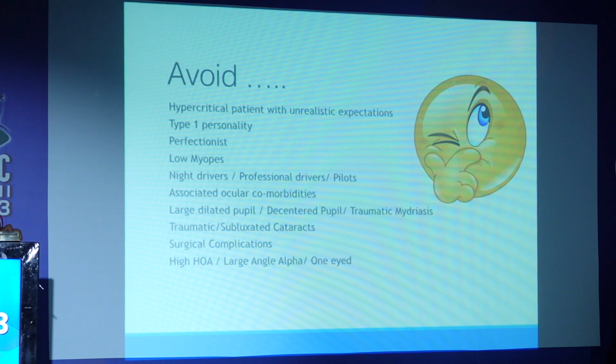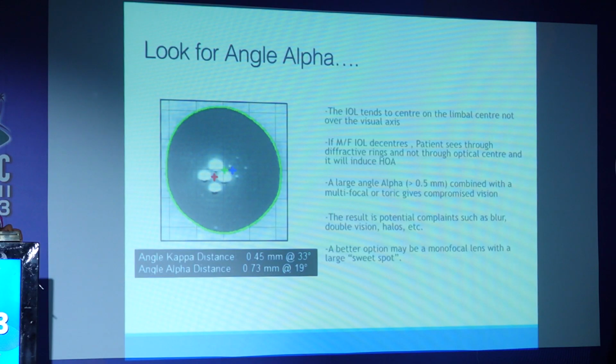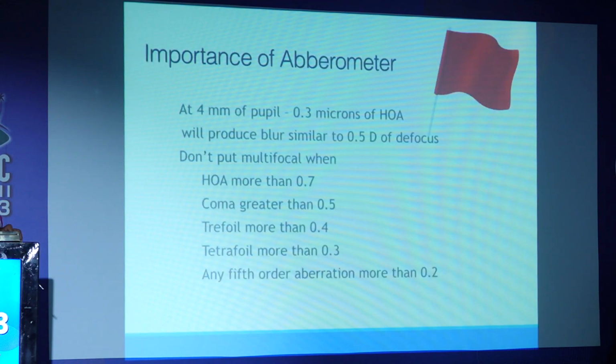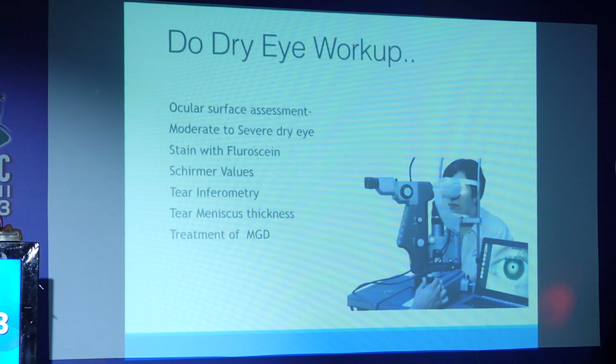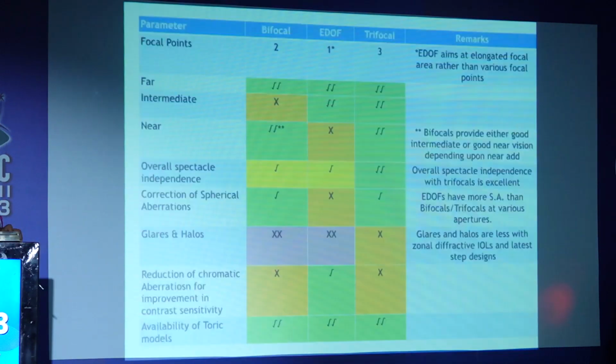High HOA, large angle kappa and alpha. If you see here, we do eye tracking on all these patients. Anything with angle alpha more than 0.5 would be a big no for these kinds of lenses. On the aberrometer front, HOA more than 0.7, coma, trefoil, tetrafoil, anything more than 0.5, 0.4, 0.3, and any fifth order more than 0.2 would be a big no. We always do a quick dry eye workup.